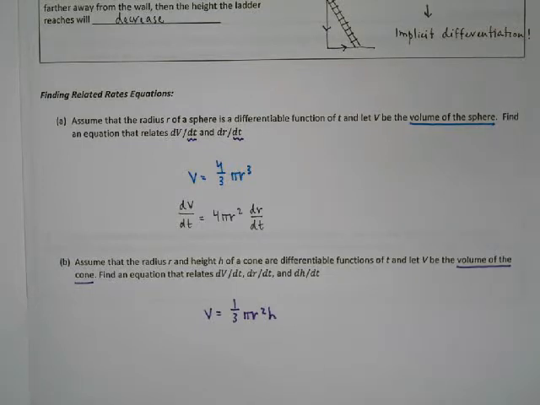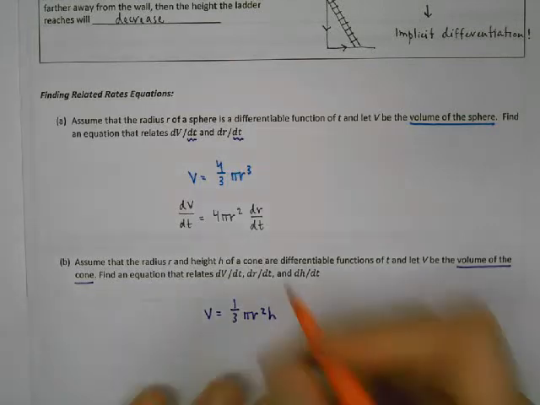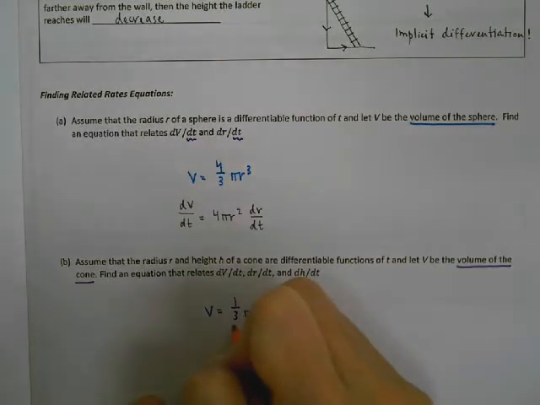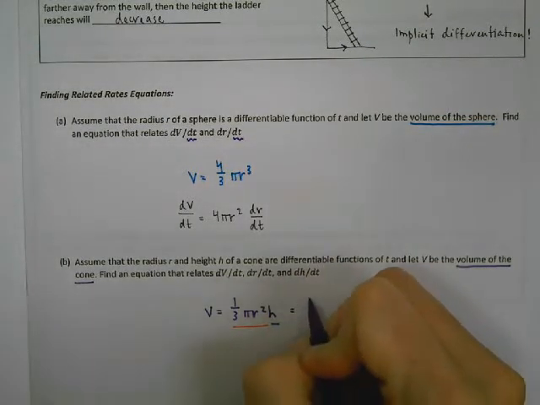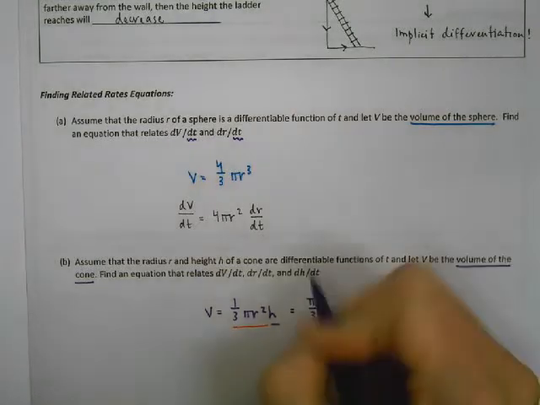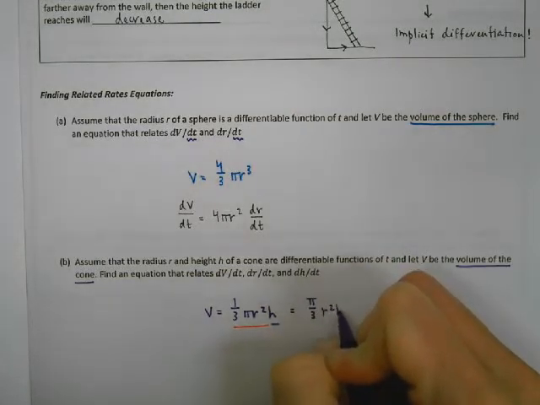Now, this one is a little tricky. We have to be careful here because we need to use the product rule when we differentiate this, as I have essentially this piece and then my function of h. So I'm just going to simplify this a bit. I'm going to pull my constants together, so I'm going to do pi over 3 r squared h.